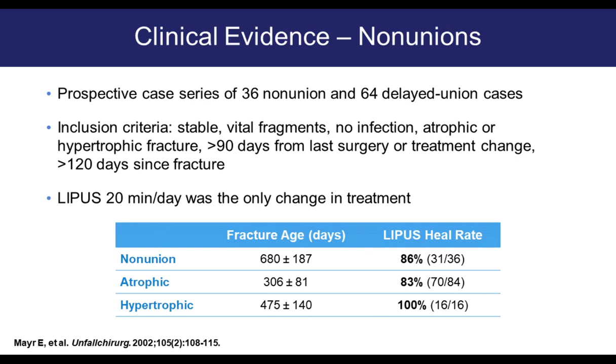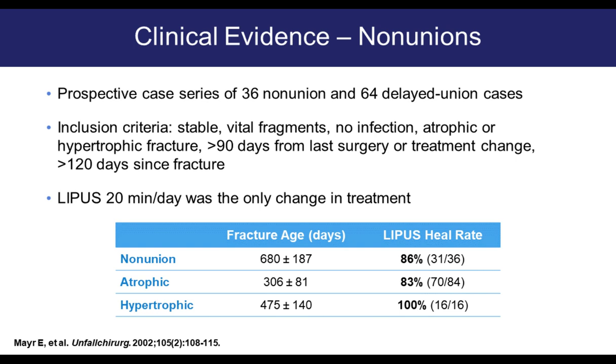It's a prospective case series looking at 36 non-unions and 64 delayed unions, again, defined by the surgeons. But to be included, they had to be stable vital fragments. They had to have blood supply, no evidence of infection, could be atrophic or hypertrophic fractures, had to be at least 90 days since the last surgery or treatment change, and at least 120 days since fracture. The only change these patients received was LIPUS for 20 minutes a day.